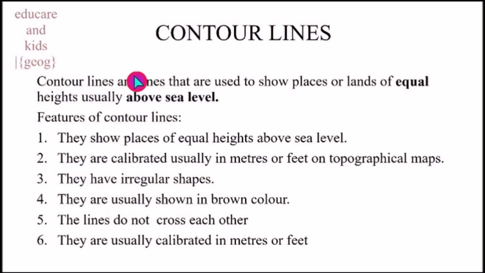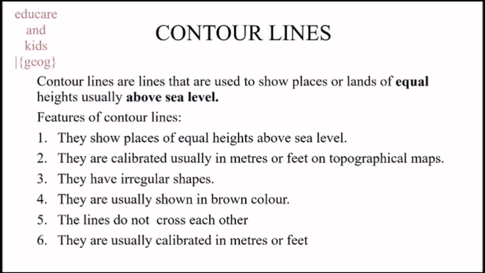Let us define contour lines. Contour lines are lines that are used to show places or lands of equal height above sea level. Reference is made to the level of the sea. The reason is that the level of the sea is the lowest part of the earth. So any other land is measured with reference to the level of the sea.